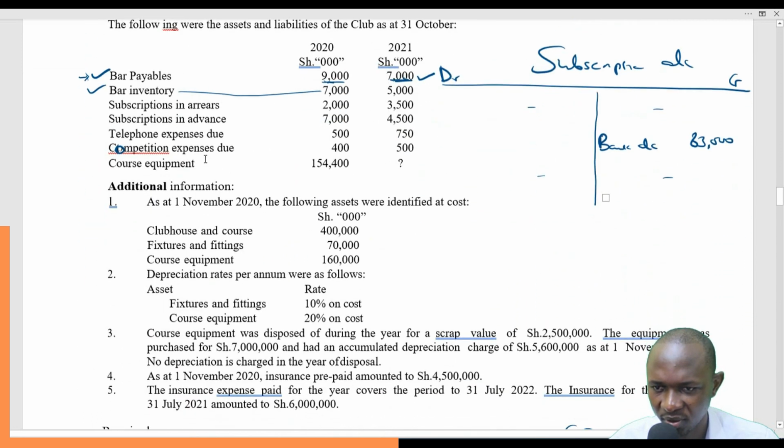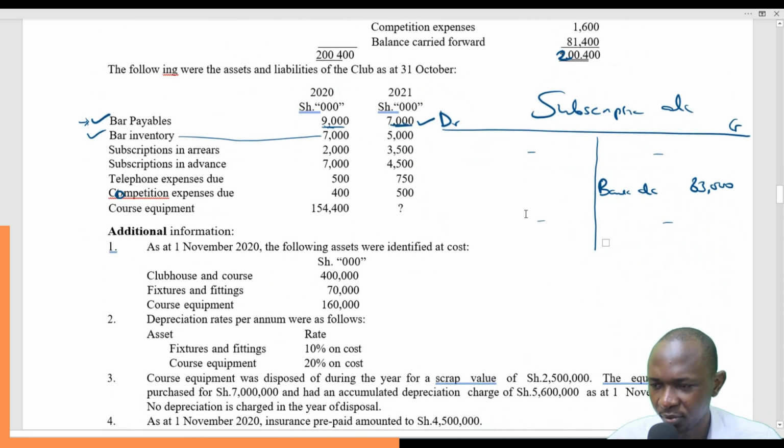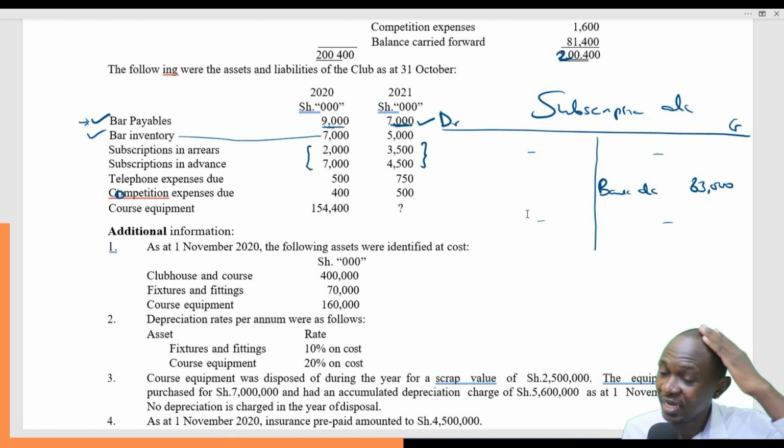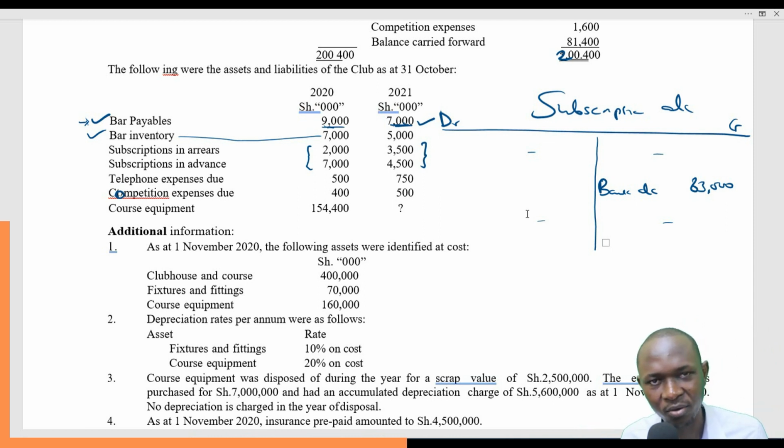Let's go to subscription in arrears. Now, these are the four items that normally confuse most of the students: subscription in arrears and subscription in advance. It's very simple. Let's get what belongs to this year. What belongs to this year is credit. What doesn't belong to this year, debit. That's the end of it.